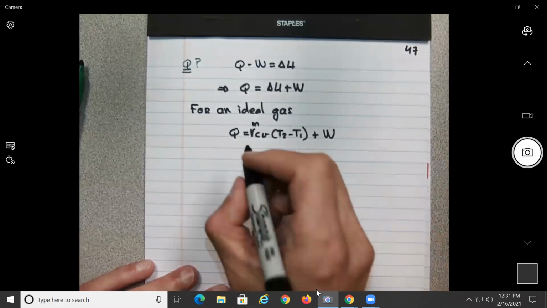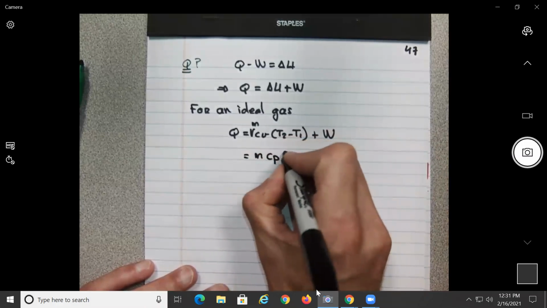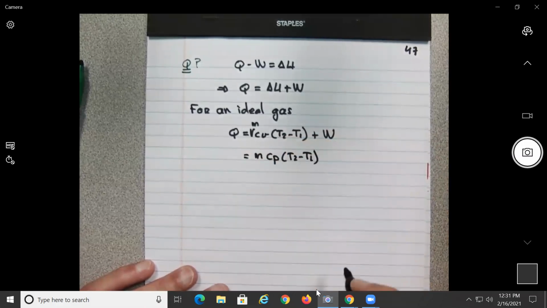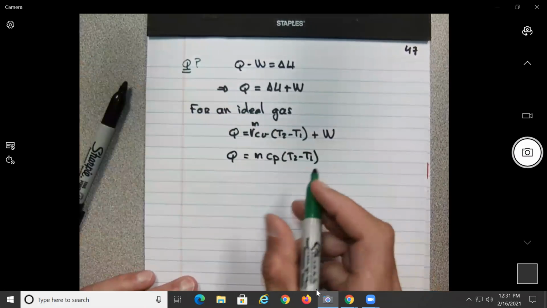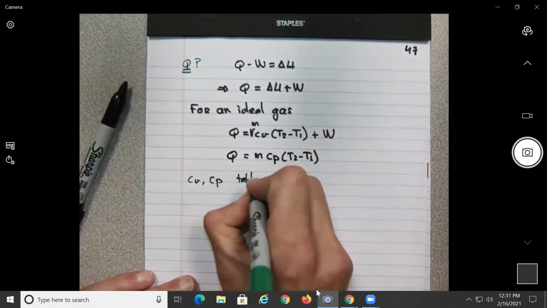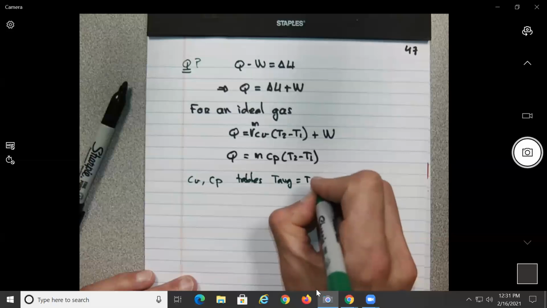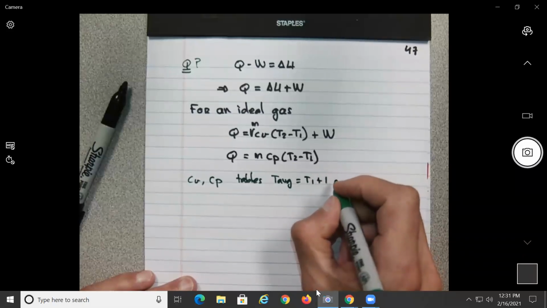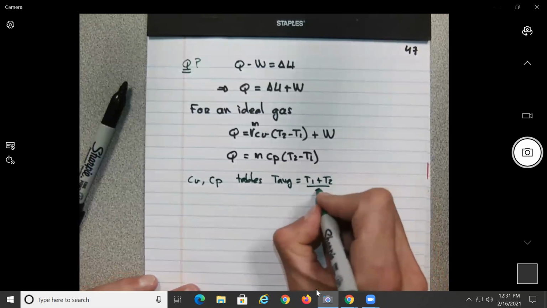All right? Or actually, what could you do? You could say that this will be equal to M CP (T2 minus T1). Okay, I'm going a bit fast now. If you get a little bit lost, don't worry about it. How would you find CV or CP? You can go to the tables, I don't remember which one, but you take T at T average, that would be T1 plus T2 divided by 2. We don't know T2? You have to solve for that first.